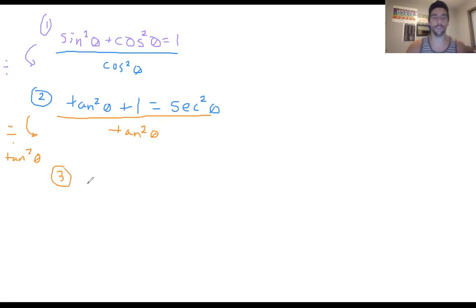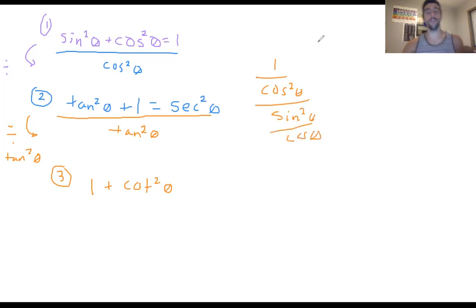Tangent squared divided by tangent squared is just going to equal 1. If I have 1 over tangent squared theta, that's going to be cotangent squared theta. And then if I have secant squared divided by tangent squared, I need to write that out just for my benefit. So that's going to be 1 over cosine squared theta divided by sine squared theta over cosine squared theta.